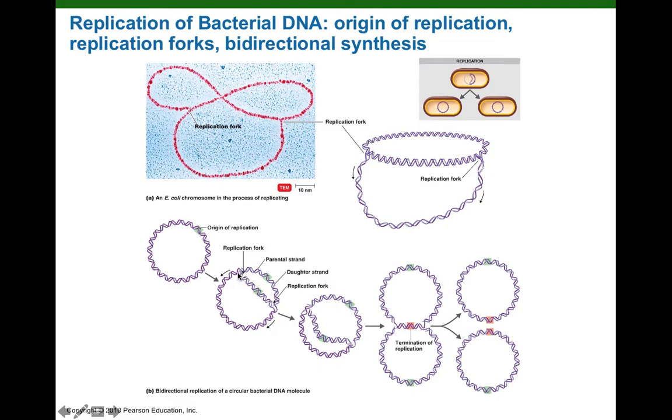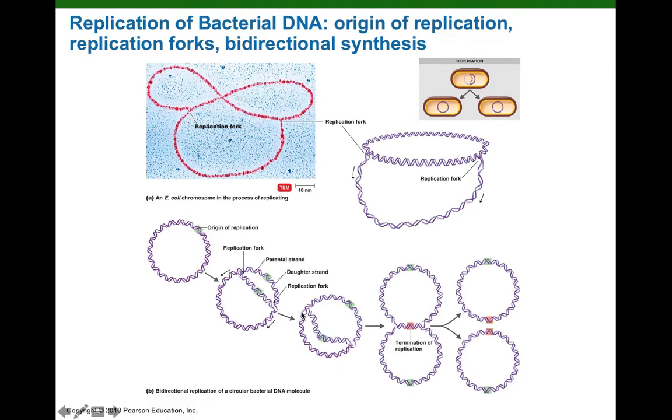So this replication fork would appear to move in this direction, counterclockwise. This replication fork would appear to move clockwise. So this is telling us that DNA synthesis is occurring in both directions. That's going to make it really efficient. And that's called bidirectional, two-direction DNA synthesis.